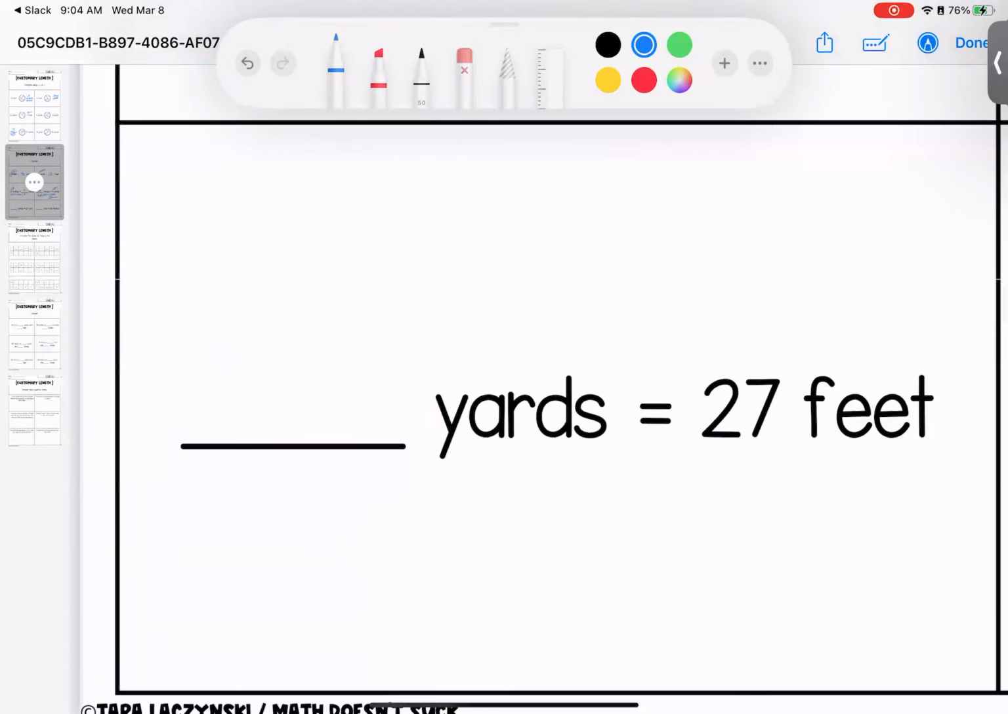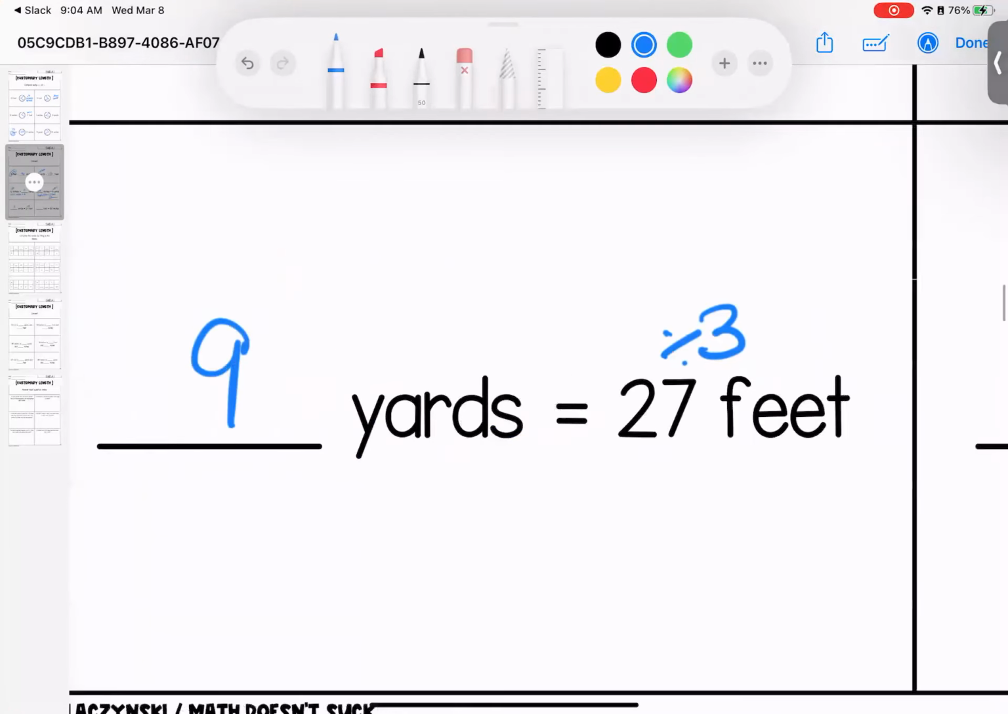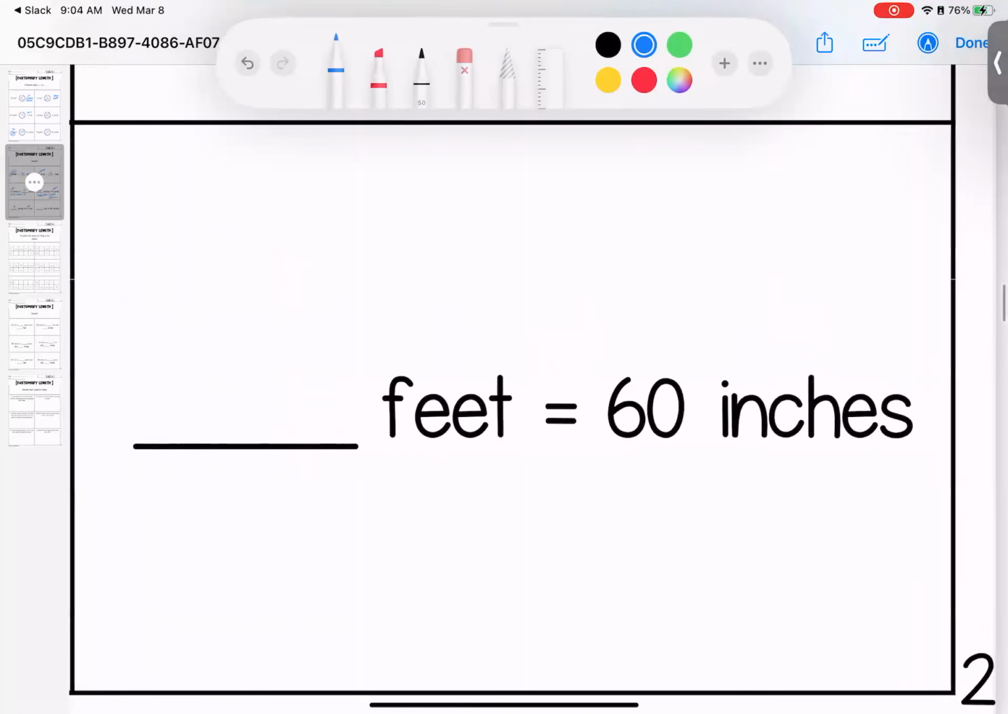How many yards are in 27 feet? Every 3 feet equal a yard, so we divide and get 9 yards. How many feet are 60 inches? There's 12 inches in a foot. When we divide 60 divided by 12, we get 5 feet.